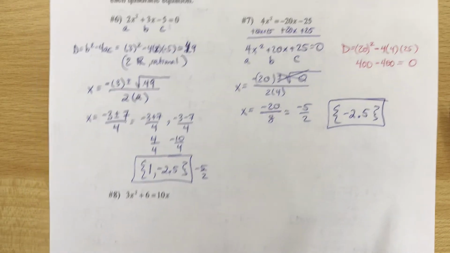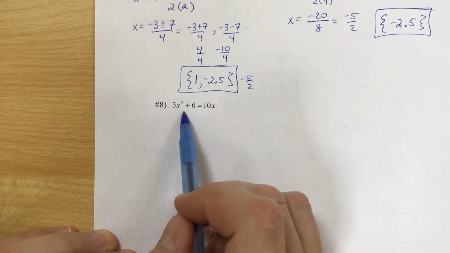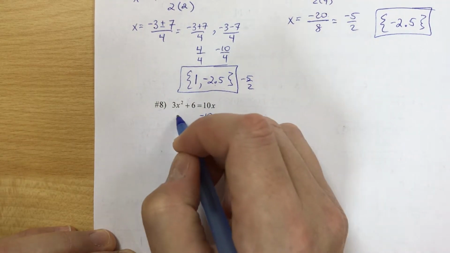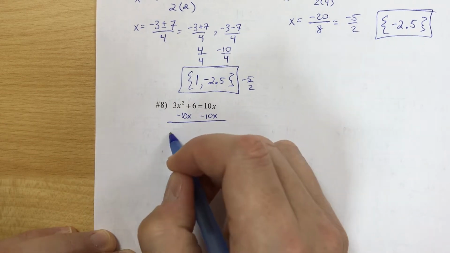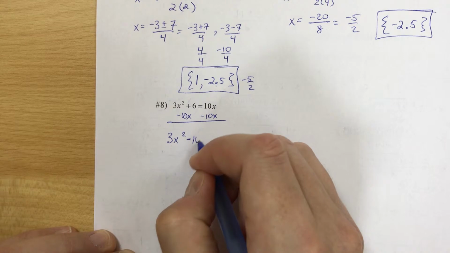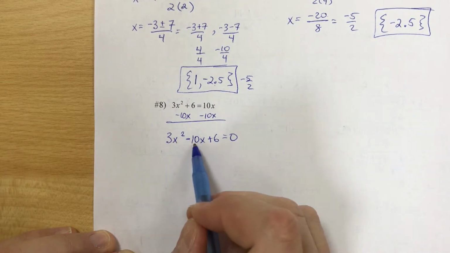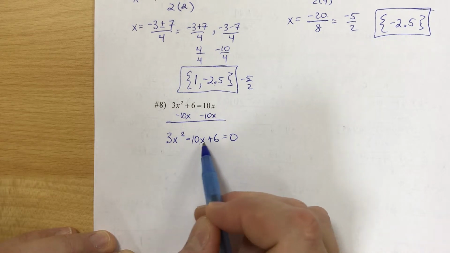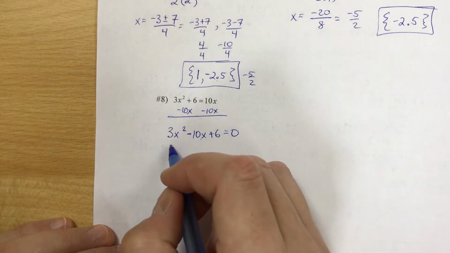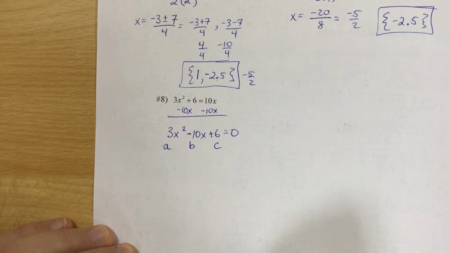All right, last one. Number 8. Now again, this is not set up well. We have to make the equation equal to 0. Let's move the 10x over by subtracting. And the other thing I'm going to do, I put my x term in the middle. So when I write this, I write the squared term, the quadratic, then I write the middle term, that's the linear term, just x to the first. Then I write the constant, because that helps me determine a, b, c.